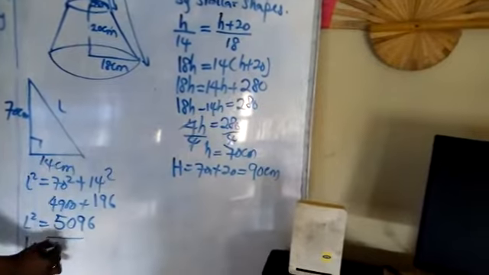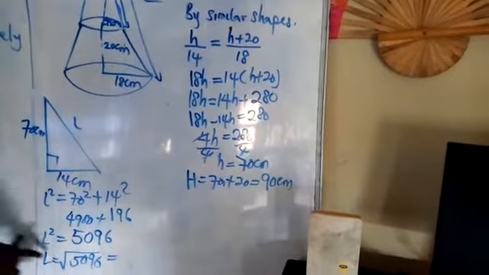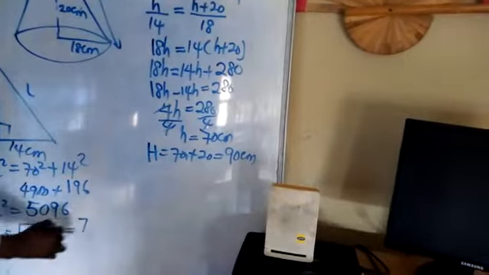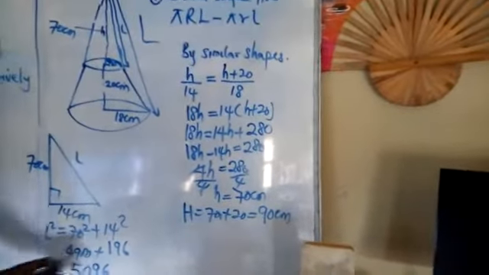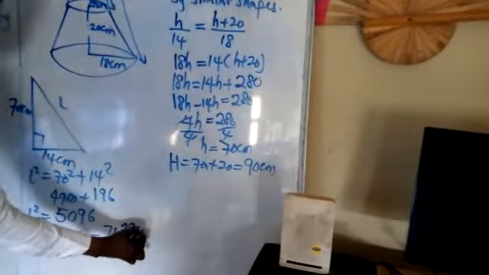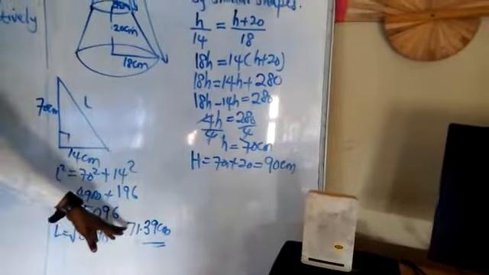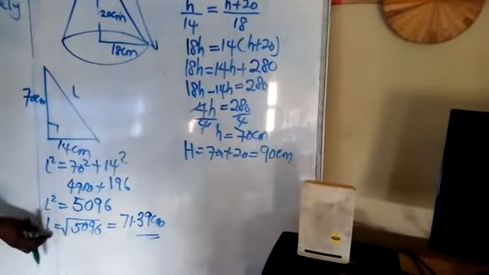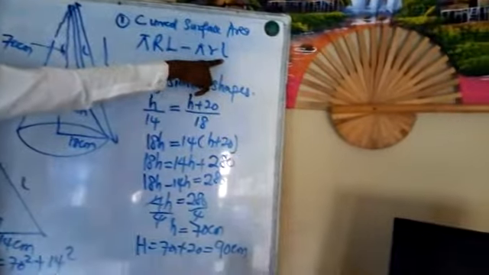The square root of 5,096, press the calculator. 71 point what? 3, 9. Okay, we can stop there. So the square root of 5,096 will give us 71.39 centimeters. Now you have gotten the value of your small l, which you will substitute here. You are going to substitute 71.39 here.